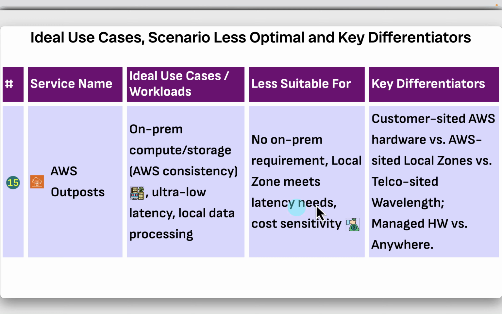So it's less suitable. Key differentiators: this is customer site AWS hardware versus AWS site Local Zone versus telecommunication site Wavelength. So there are four services which are very close to each other. And managed hardware versus anywhere, which is EKS, versus our Local Zones.